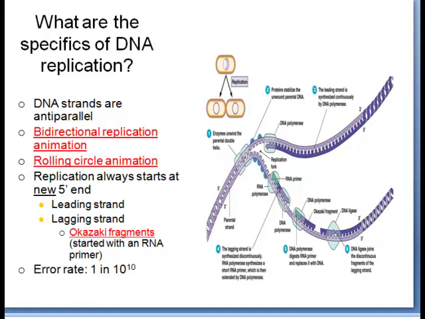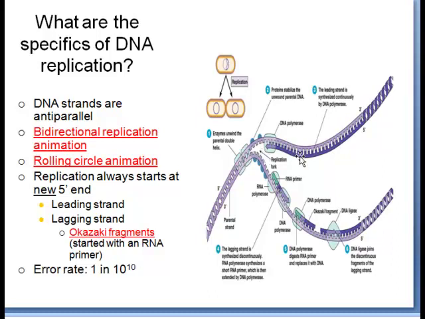What are the specifics of DNA replication? Again, this is referring to the same animation. Firstly, DNA strands are anti-parallel, as I told you. Notice over here we've got a 5' end here and a 3' end here, and then on the other strand we have a 3' and a 5'. So the DNA always starts at the new 5' end. The open 5' end is the strand where the new strand is going to be forming. Notice the dark one over here is the new strand that is forming.